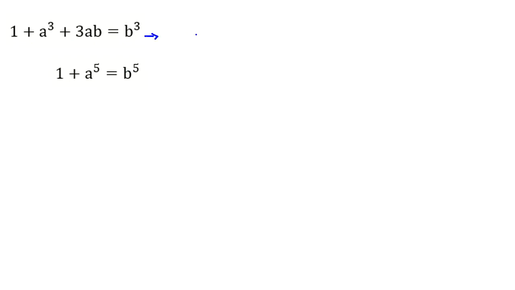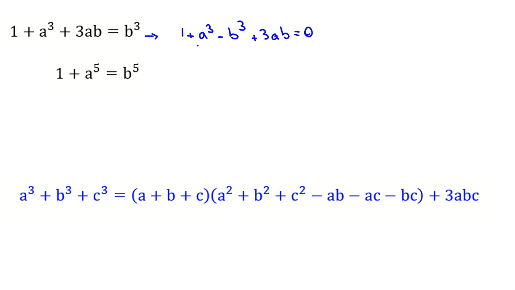So if I take all things to the left hand side, I can say 1 plus a cubed, left hand side negative b cubed plus 3ab equal to 0. When we have a sum of three cube numbers, we can use this identity. So if I say a, for example, here 1 plus a cube negative b cube, I can say minus b cube is plus negative b cube.